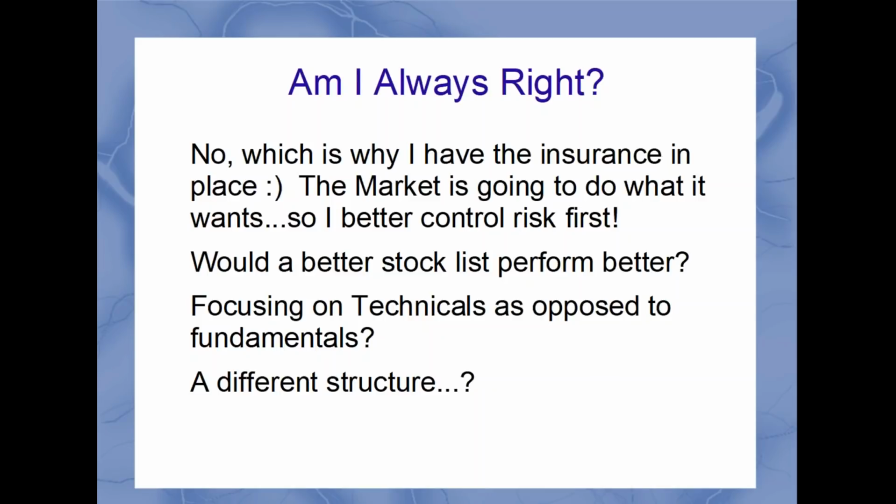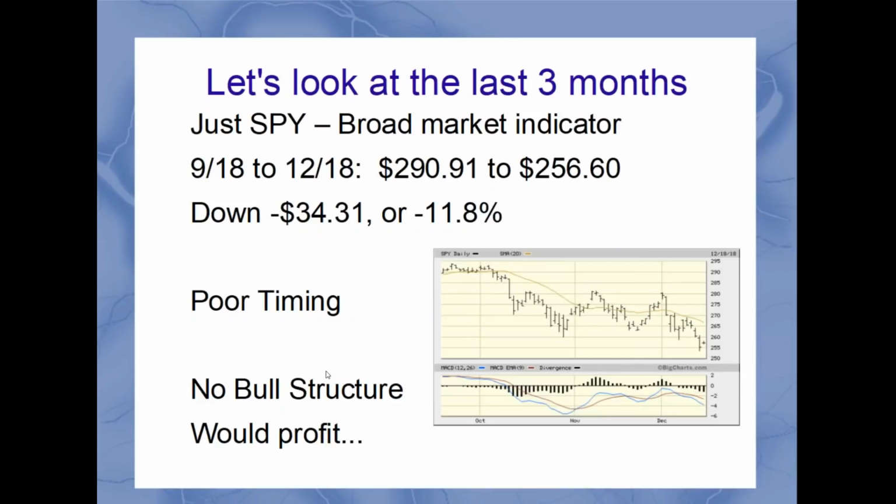We showed you that we used a preferred stock list. Would a better stock list or a different stock list perform better? Would just focusing on technicals alone, Keltner channels, Fibonacci's, more into Williams percent R, things of that nature, or a different structure, work out better? Well, let's just review the last 3 months. I know it still hurts. The wound is still open.